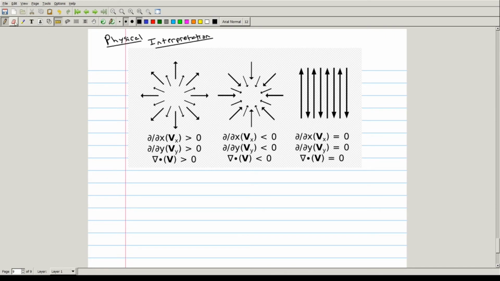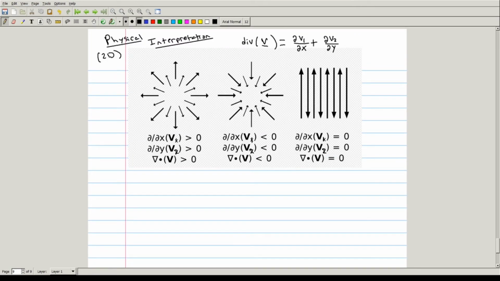So the idea here is the following. First off, this interpretation is in 2D, but like I said, it also applies in 3D. In 2D, the divergence of some vector field, we'll call it capital V, where we have V1 and V2, is the sum of the x partial derivative in Cartesian coordinates of V1 plus the y partial derivative of V2.